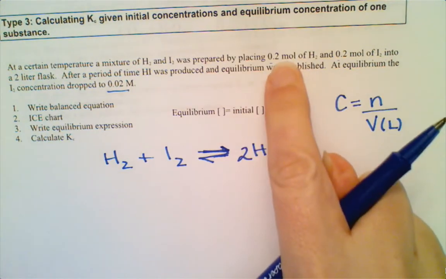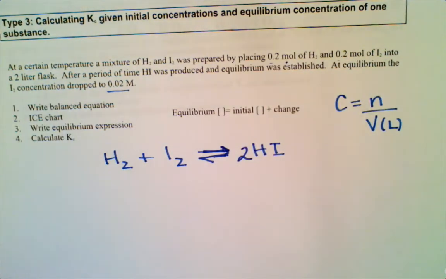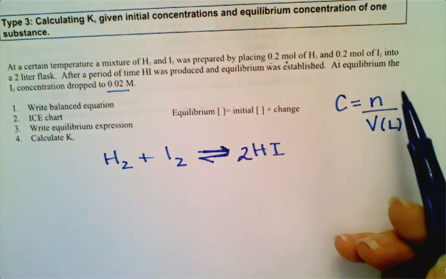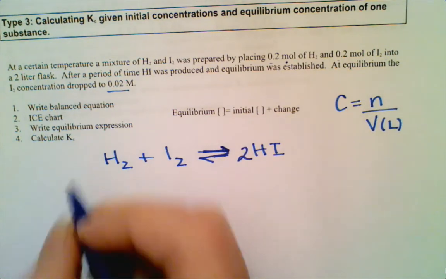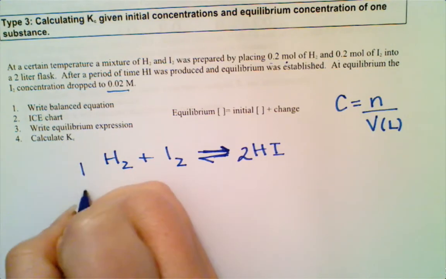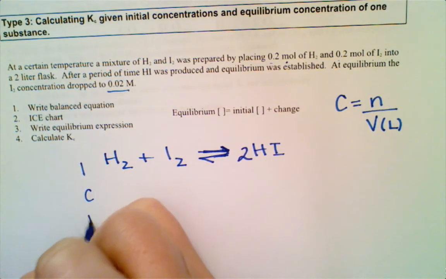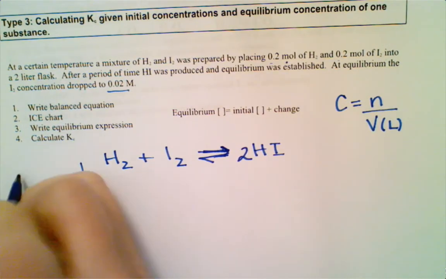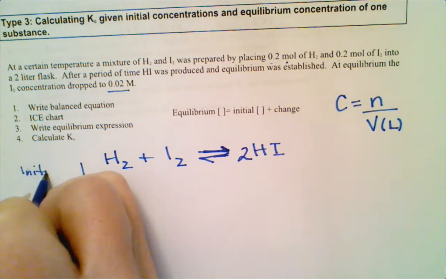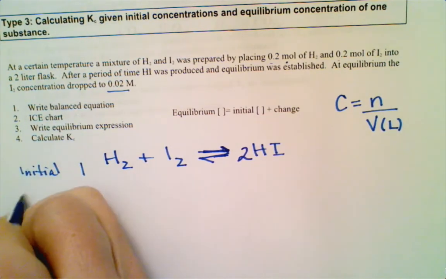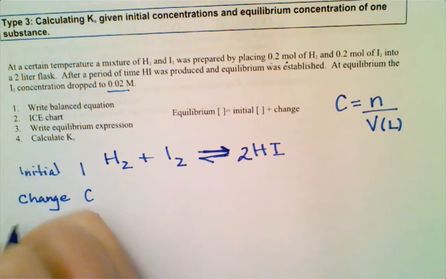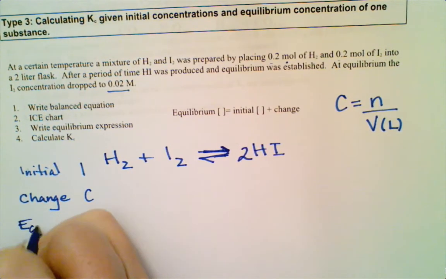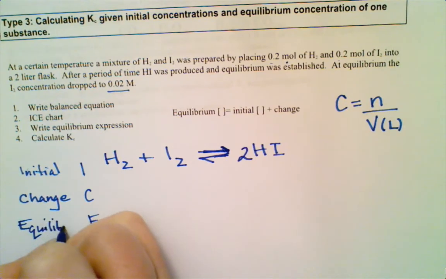Now, notice that these are going to be initial values. What that means is they're not concentrations at equilibrium, but initially, when they put them into a flask. So what we have to do is set up what's known as an ICE table. I stands for initial concentration, C stands for change in concentration, and E stands for equilibrium concentration.